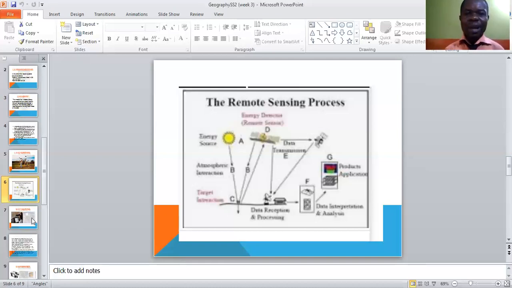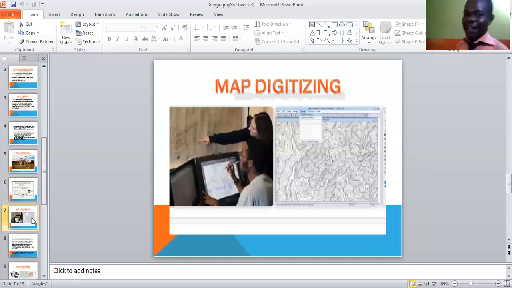Then we also need to look at map digitizing. It's not too much of grammar. It means using a digital method for a map. That is just the simple meaning. Map digitizing is what you are saying here. This is a map that is being digitized in this system. That is the meaning of it.